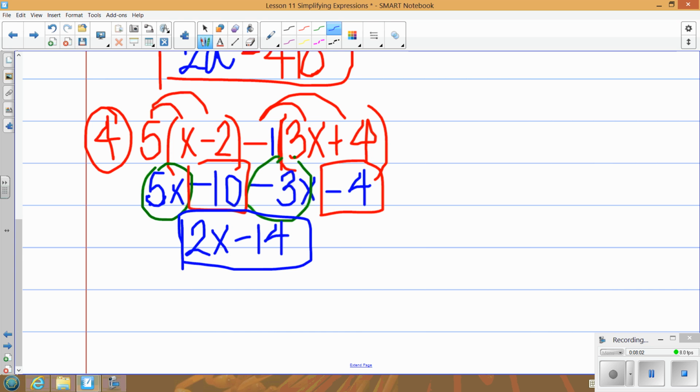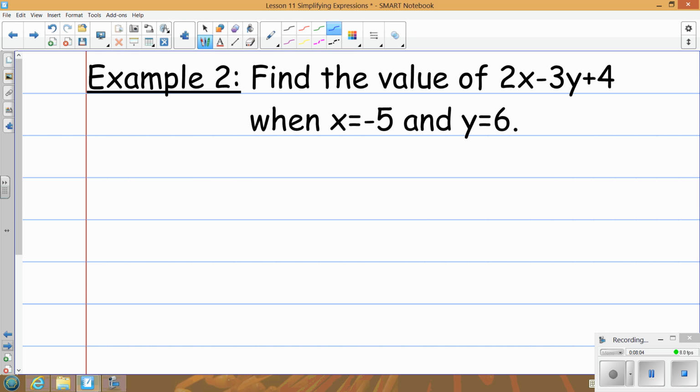And then there's one other type of example with these expressions. So let's look at that. If we have this expression 2x minus 3y plus 4, and we want to find the value of this whenever we know that x equals negative 5 and y equals 6, essentially what you're doing is just substituting these values in.